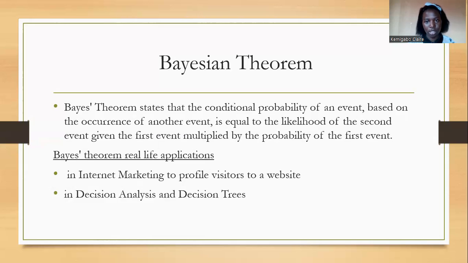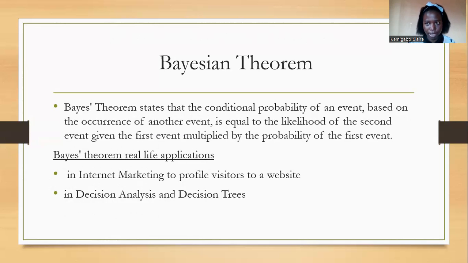Then we go to Bayesian theorem. As you know, all mathematicians always come across this theorem. We use it for probabilities to make conditions, like if this happens, then this should happen. So Bayes' theorem states that the conditional probability of an event based on the occurrence of another event is equal to the likelihood of the second event given the first event multiplied by the probability of the first event.